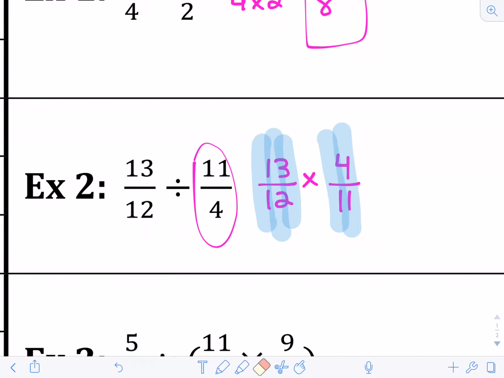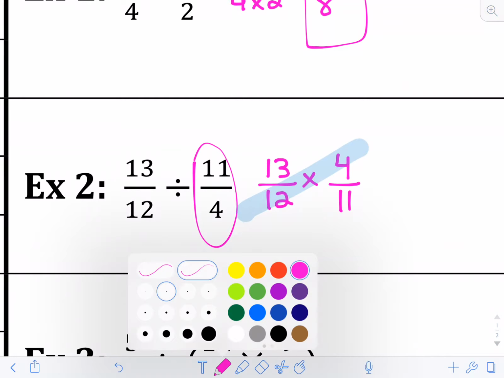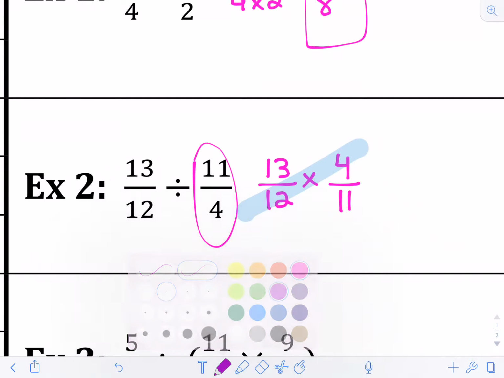And neither one of those can be reduced. So now I'm going to look at my diagonals. Okay, I have 13 over 11. I cannot reduce that. And then I also have here 4 over 12. Well, I can reduce 4 over 12. What I can do is 4 goes into 12 3 times and 4 goes into 4 1 time.